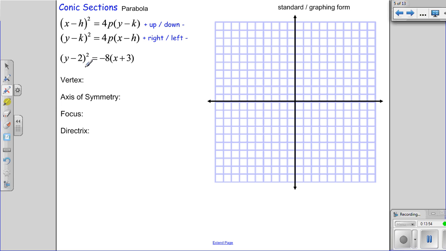So let's go ahead and find a vertex. So I'm going to look at the h, k. So I take the opposite of +3. So we have -3, 2. So let's go ahead and graph that. -3, 2. And then we have the axis of symmetry.